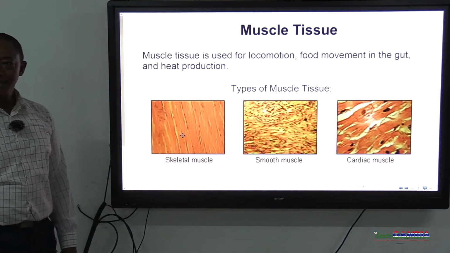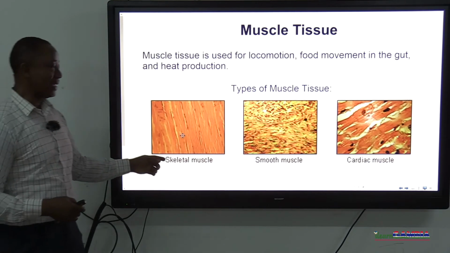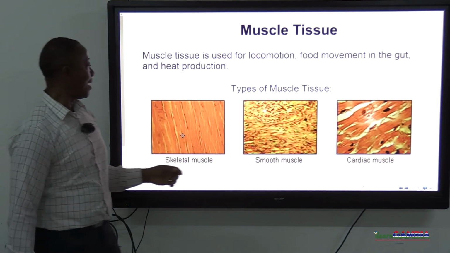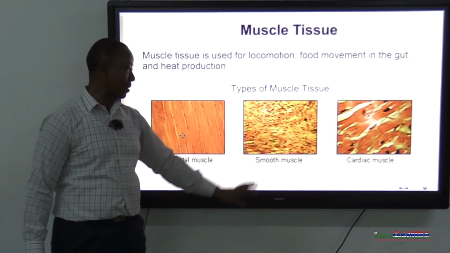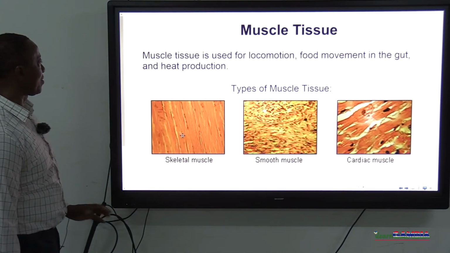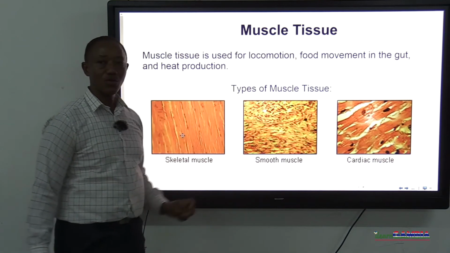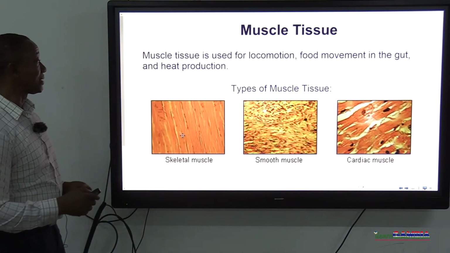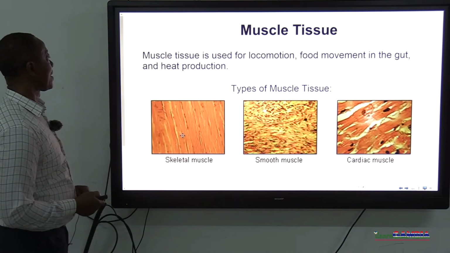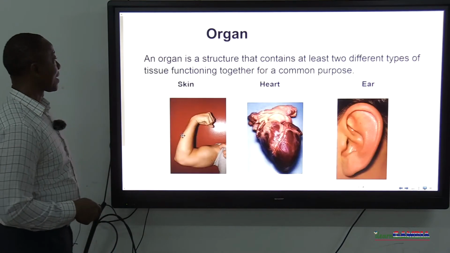Muscle tissue are the different tissues of the different muscles. Skeletal, that is the ones that we call flesh or meat. The smooth muscles are the ones of the gut, and cardiac is the heart muscle, unique only to the heart. So muscle tissue's main function is locomotion, and they're used for movement, and they help in moving food within the gut, and they also help in heat production.